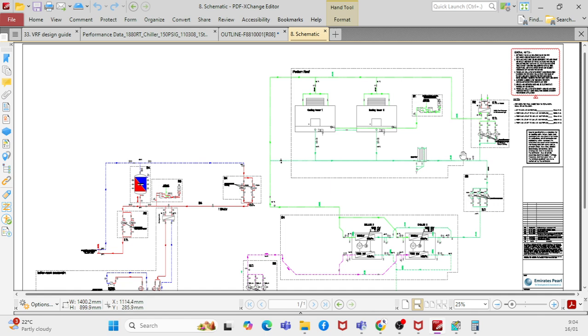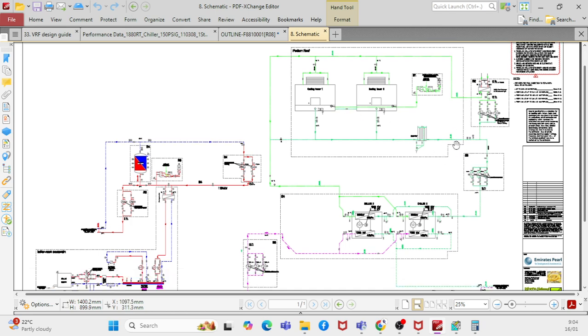Here there is no pressurization unit because it is an open system. You cannot have a pressurization unit in this circuit because this is an open loop and that is a closed loop. The reason for a pressurization unit is only to balance the pressure inside the closed loop.